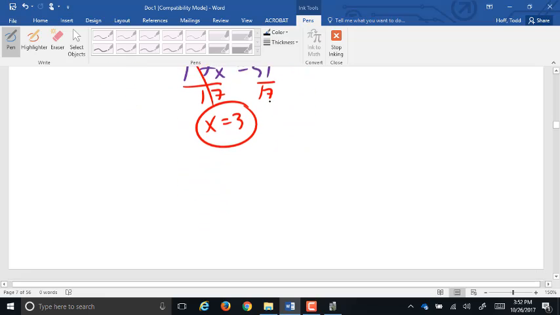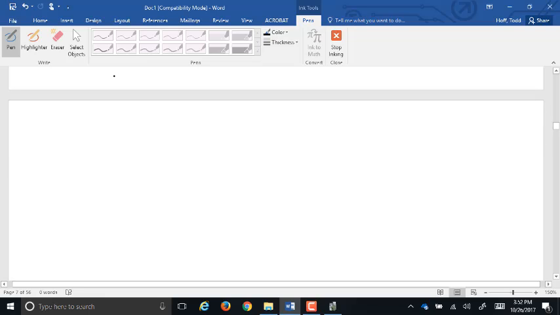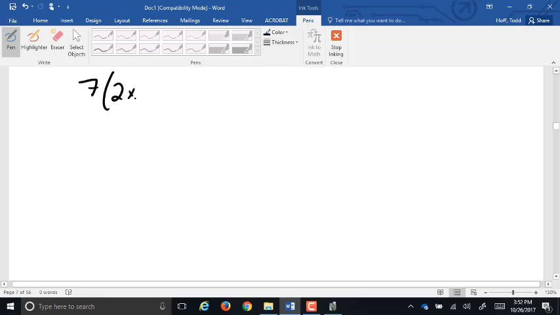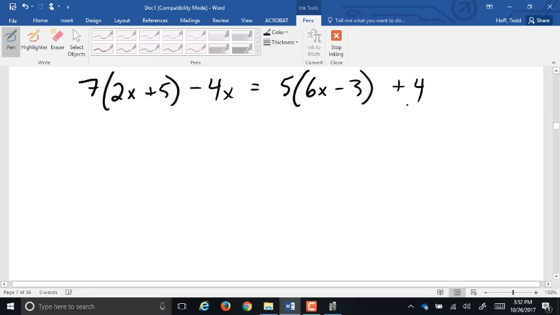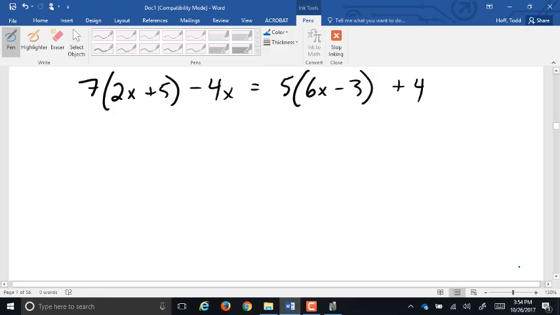Okay, well, let's look at one a little bit more difficult. I'm actually going to have you try this one. Kind of combines each of the last two problems with one more little twist to it. I'll give you guys a minute to try that one. Okay.